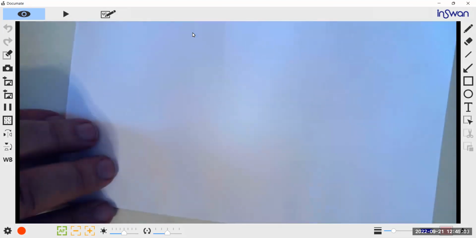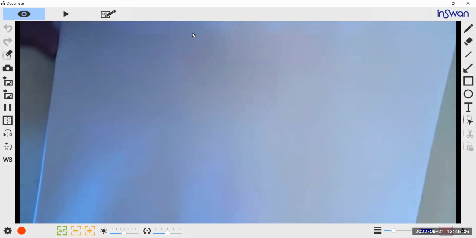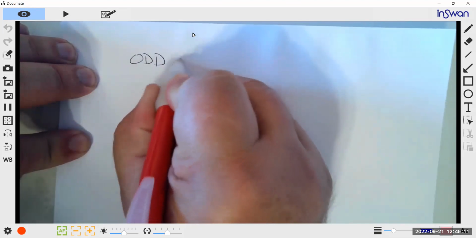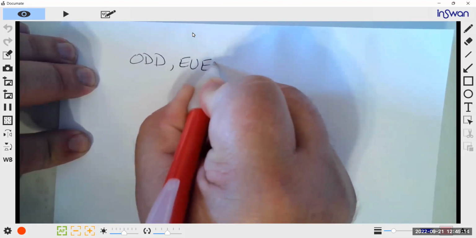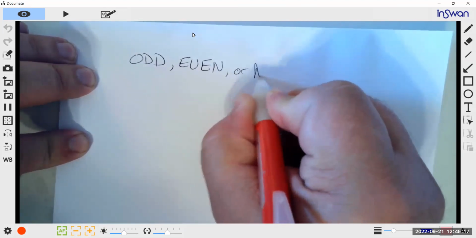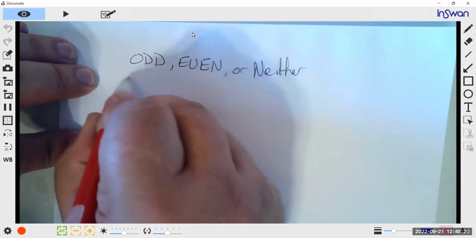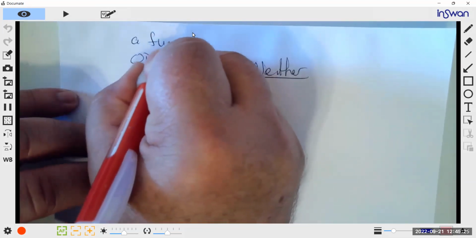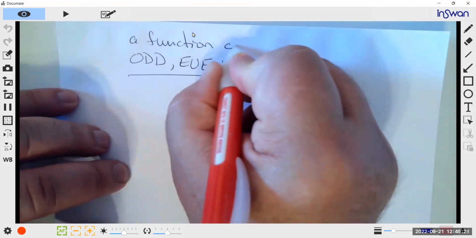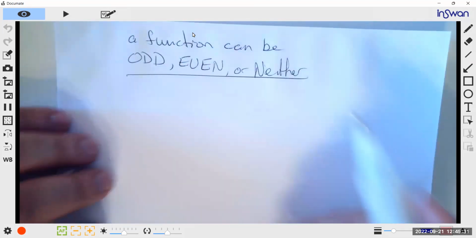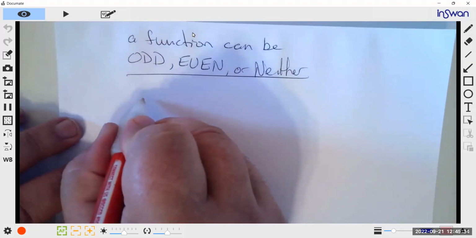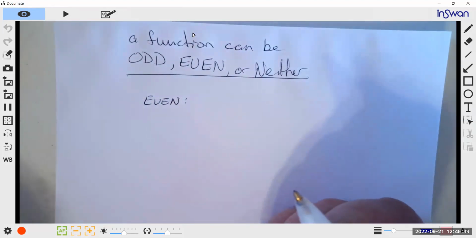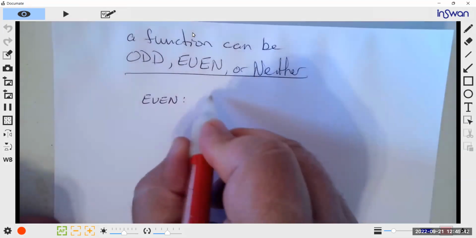Now, you'll hear talk of odd, even, or neither. Basically, a function can be odd, even, or neither. Let's look at even first. The basic rule for an even function is this.